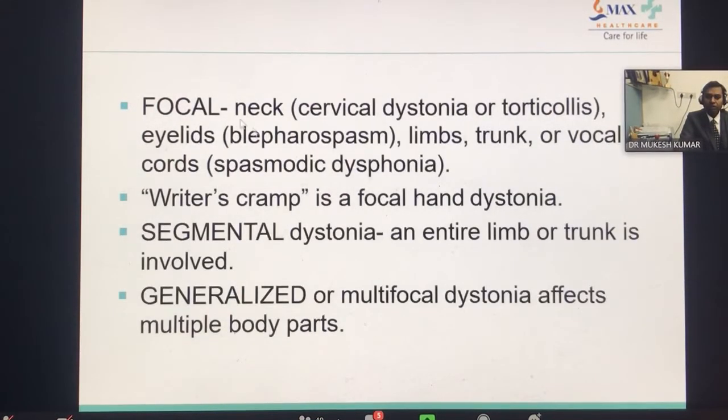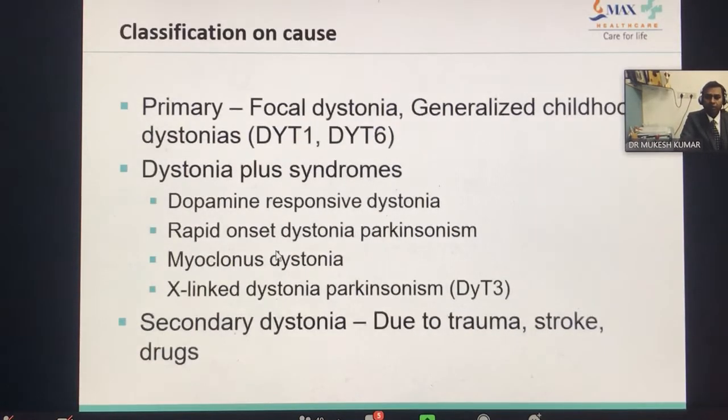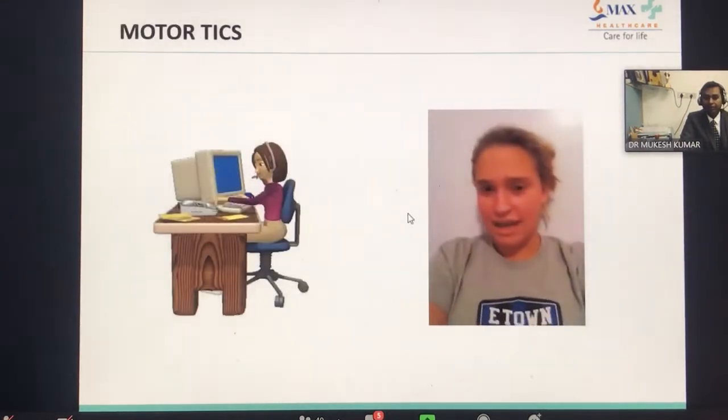Focal dystonia is usually cervical dystonia, blepharospasm, spasmodic dysphonia, writer's cramp. Segmental dystonia is in entire limbs, and multifocal dystonia is in the whole body. And depending upon the cause: primary dystonia, dystonia plus syndrome, and secondary dystonia because of trauma, stroke, drugs, and even encephalitis.